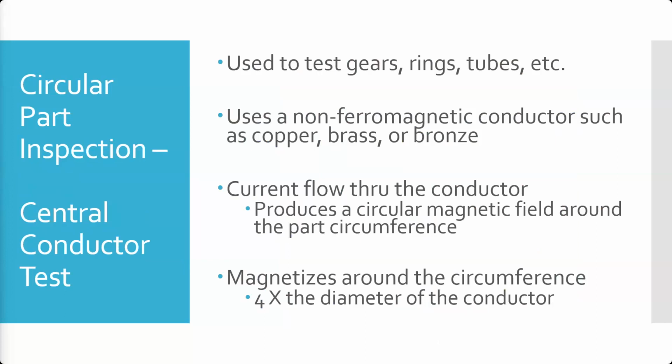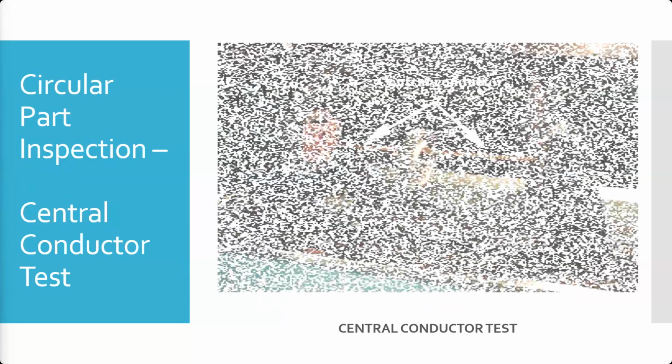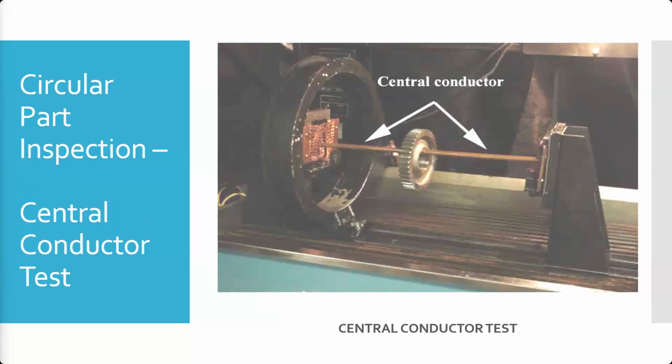So the bigger the part in relation to the conductor rod, the more you will have to turn it in order to make sure you magnetize the whole part. Sometimes you have to do multiple shots, multiple magnetic tests, by rotating the part on that rod. So it's set up like this. Here's a gear in here.